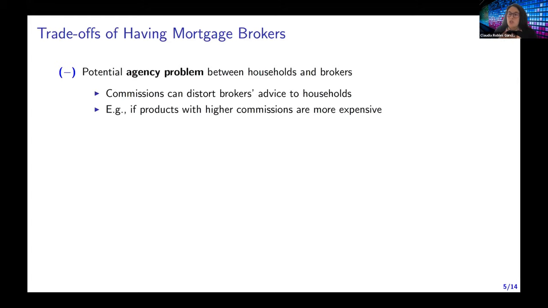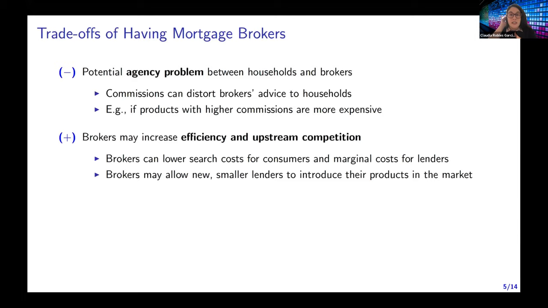But the point that I'm going to try to make is the following. Brokers can have a negative effect on consumers through this agency problem, but they can also have a positive effect on consumers via two channels. First, brokers may increase efficiency in the market. So if you believe that brokers reduce search costs for consumers, or they may reduce costs for banks, well, this may actually increase efficiency in the market, which could ultimately lead to lower prices for consumers.